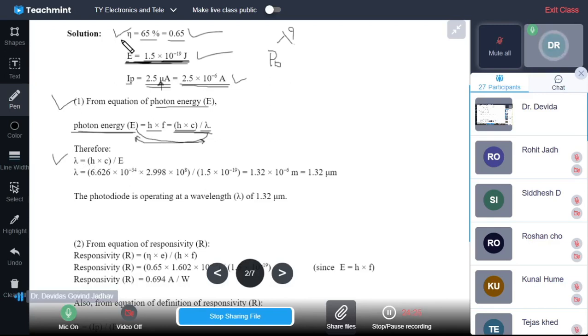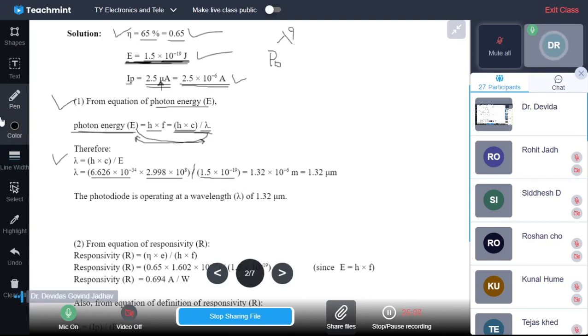Lambda equal to Hc upon E. This is the equation. Lambda can be calculated by substituting H, C and E. H and C are known constants, and E is given as 1.5 into 10 raised to minus 19 joule. To substitute, H is 6.626 into 10 raised to minus 34, Planck's constant. C is 2.998 into 10 raised to 8, divided by E, which is 1.5 into 10 raised to minus 19.